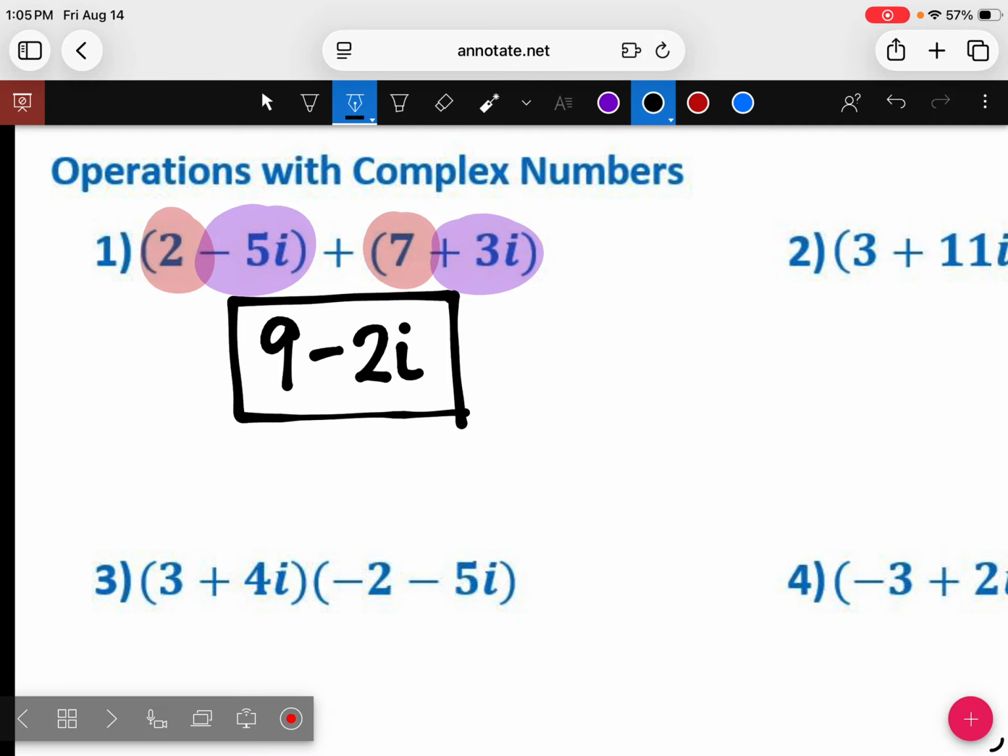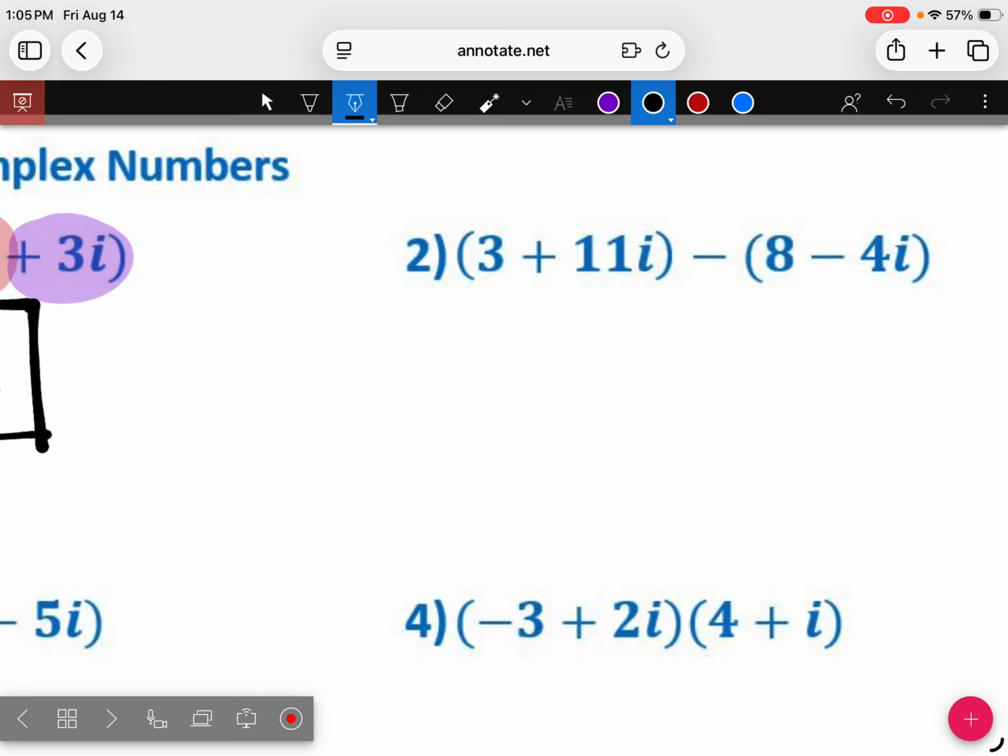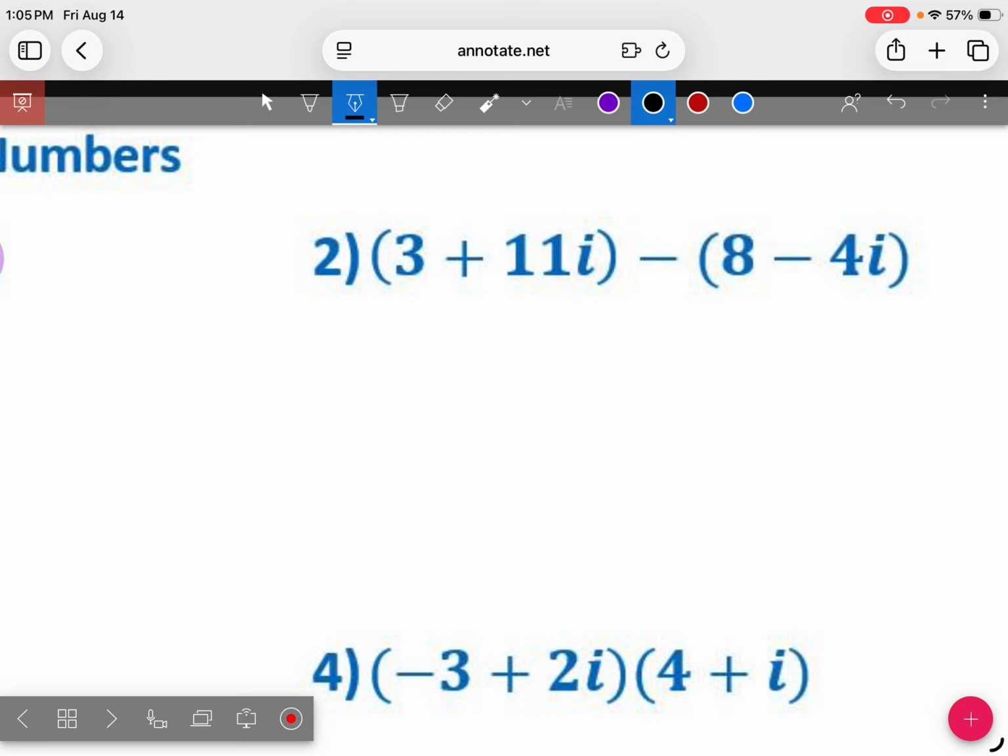All right, let's look at number 2. So this one is subtraction. So there's two different ways you could do it. You could just subtract it, or I like to change it to an addition question and distribute the negative.